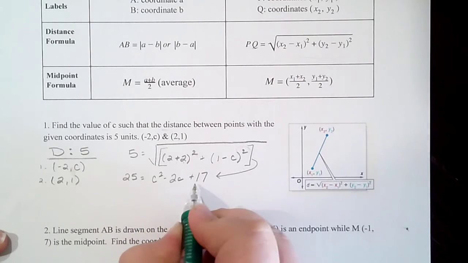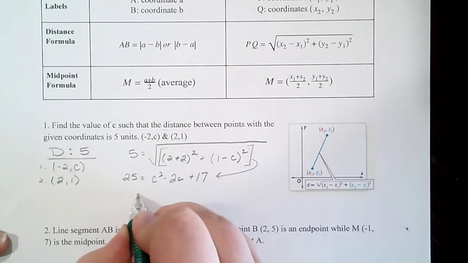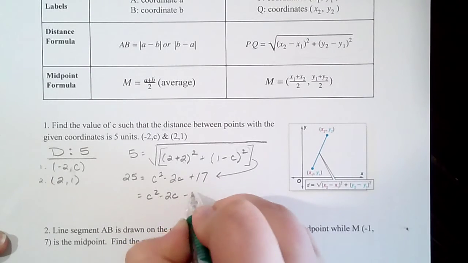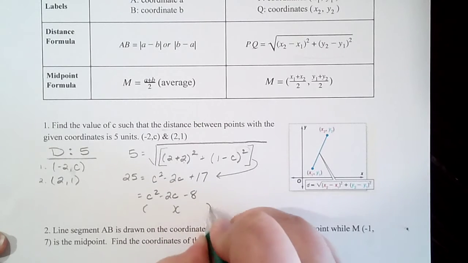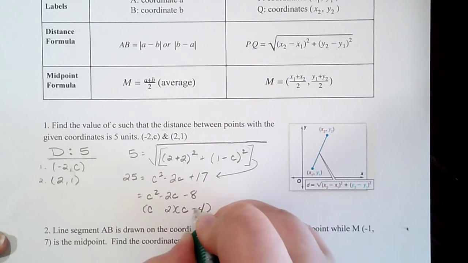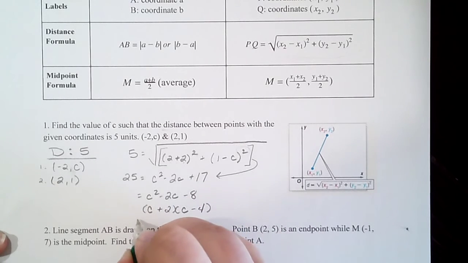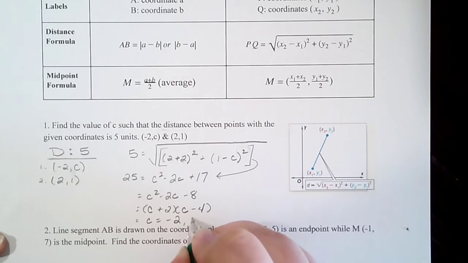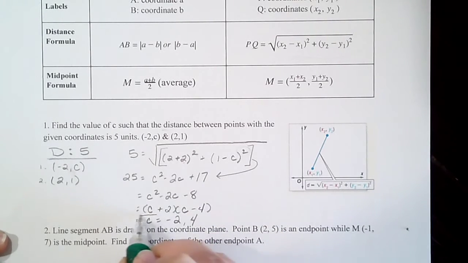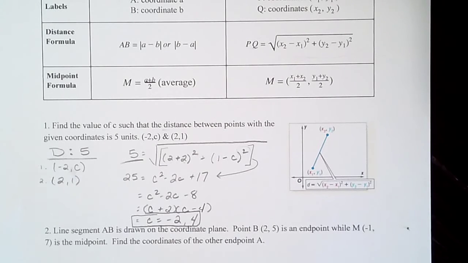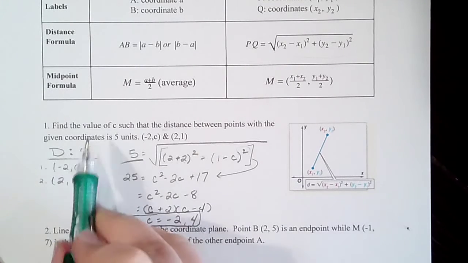All right, from there we're just solving the same way we normally would. Move the 25 over, we get c squared minus 2c minus 8. We factor it to figure out what c is going to be. 4 and 2, -4, +2, and c ends up equaling -2 or +4. And my point, in order to get a distance of 5, could be at -2 or 4. So I found the value of c.